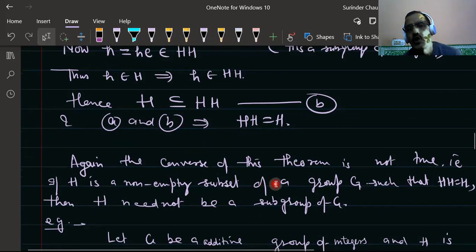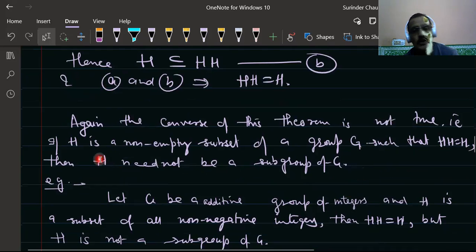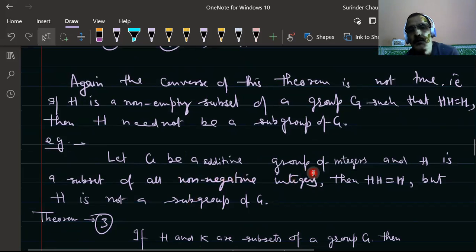Again, the converse of this theorem is not true. If H is a non-empty subset of a group G such that H into H is equal to H, then H need not be a subgroup. Again, the supporting example is this. Let G be the additive group of integers, meaning G is a set of integers and under addition it is a group. Let us take H the subset of all positive integers. Then H into H is H. If you take any two elements of H, their sum also belongs to H.